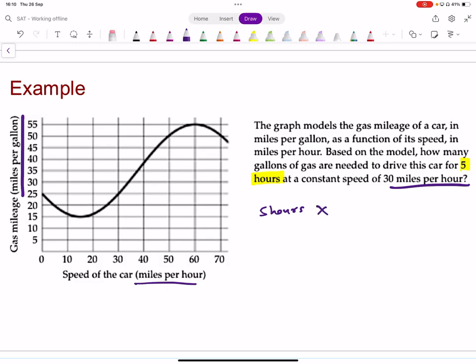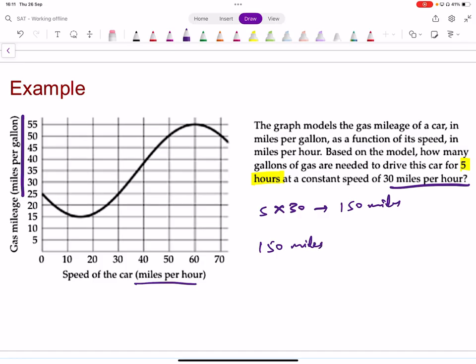Can we find the distance traveled? Speed into time, right? What's the distance traveled? 5 into 30. What do we get from that? 5 into 30, that's 150 miles. That should be the distance traveled in this time. Now, what are they asking about? How many gallons of gas are needed to drive this much? 150 miles. Okay.